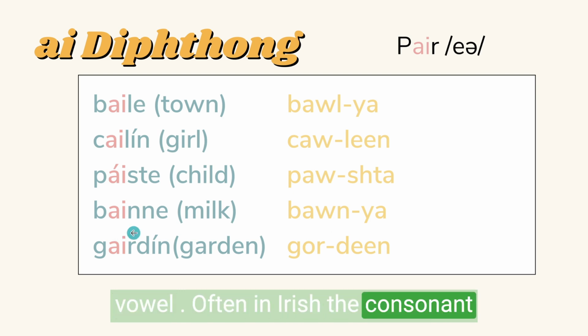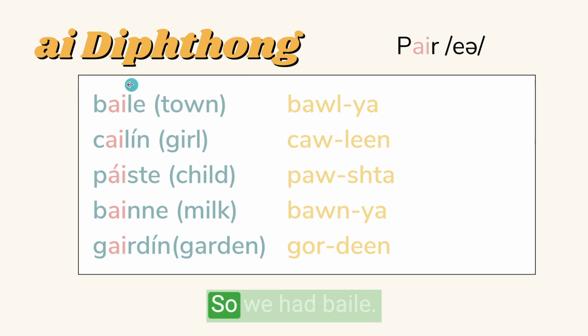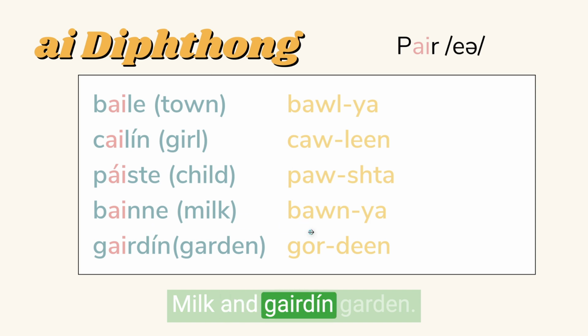Often in Irish, the consonant that comes before or after these vowels will change them as well. So we had Baile, town. Cailín, girl. Páiste, child. Bainne, milk. And gairdín, garden.